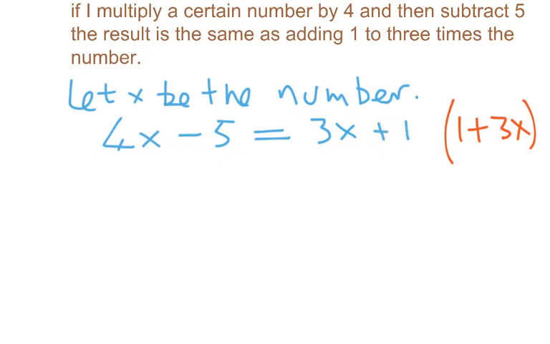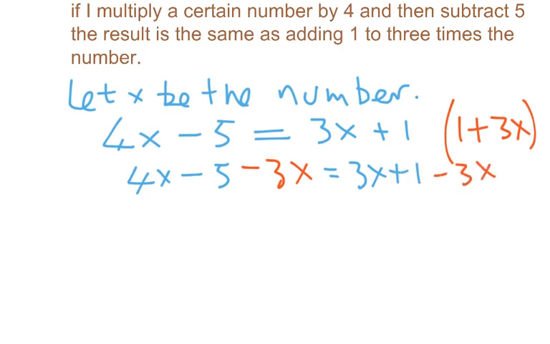I want to get all the x's onto one side, so I'm going to get 4x minus 5 minus 3x is equal to 3x plus 1 minus 3x. So obviously, I'm now going to get 4x minus 3x is equal to 1x, minus 5 is equal to 3x take away 3x, they cancel each other out, so I'm just left with equal to 1 over here. Sorry, 1, my pen's not working. x minus 5 is equal to 1. And then I add 5 to both sides. I'm going to get x is equal to 6.